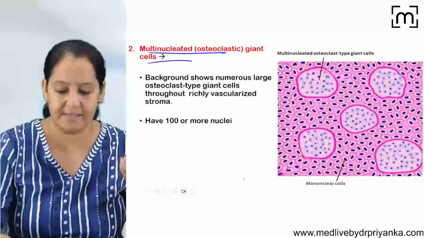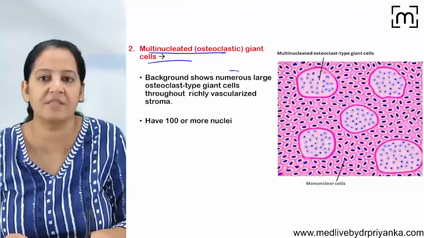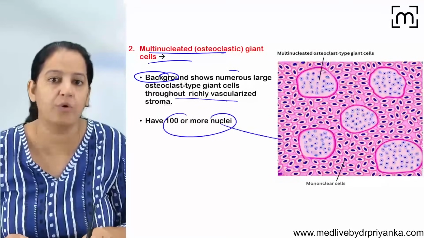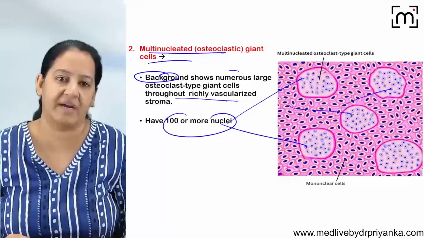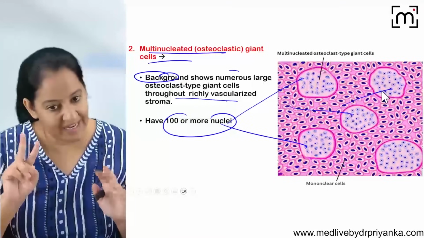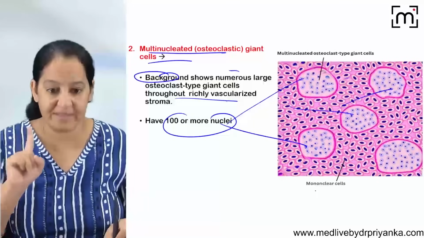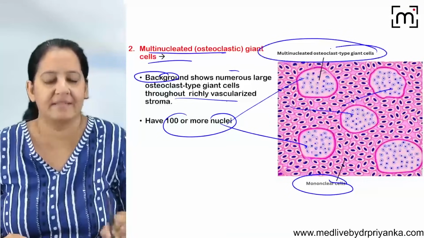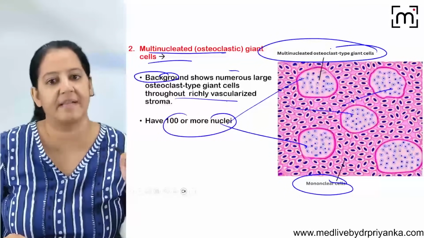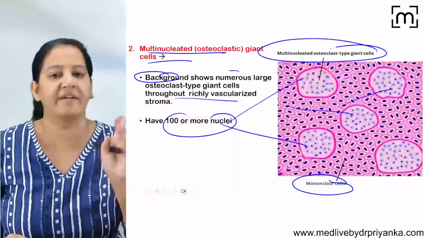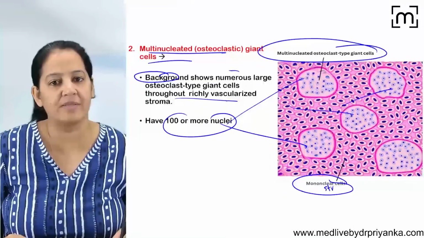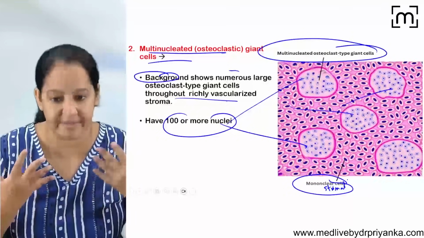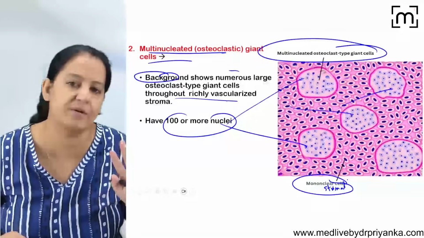Now describe the giant cells. In the background, you can see numerous giant cells containing many nuclei. They can have 100 or more nuclei. So that is the description of giant cells. You should be able to draw the diagram and label the two types of cells very clearly. You can see only two labels in the diagram, mononuclear cell and multinucleated giant cell. The mononuclear cells are stromal cells. The multinucleated cells are giant cells. You should be able to give their description, their size, their nucleus and all the things.